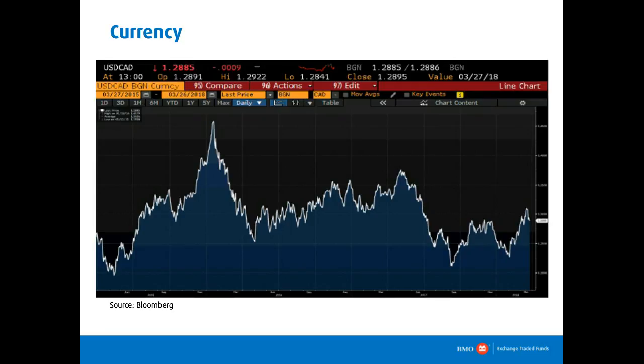What we're seeing now is a lot of investors going short the Canadian dollar. Because of that, we do expect the Canadian dollar to potentially bounce back in the next couple of months, which is a good reason why we want to continue hedging that U.S. dollar exposure right now.